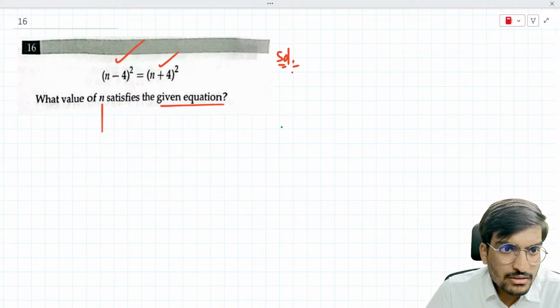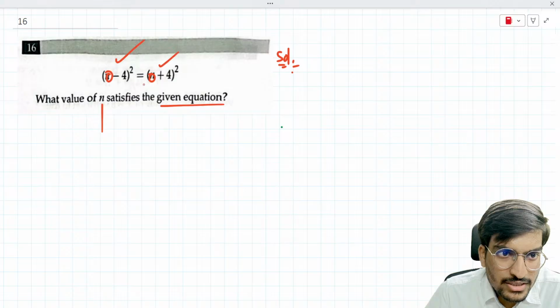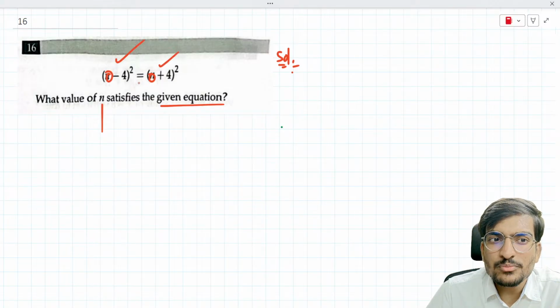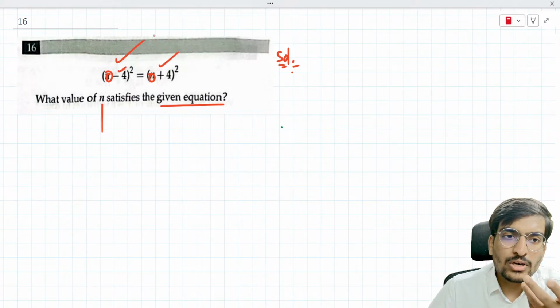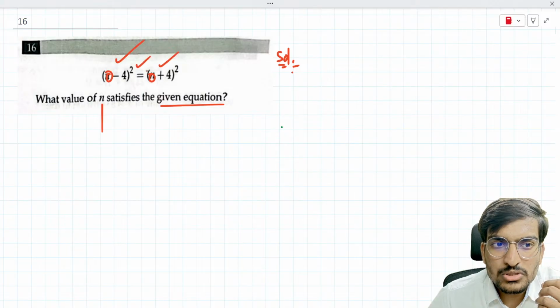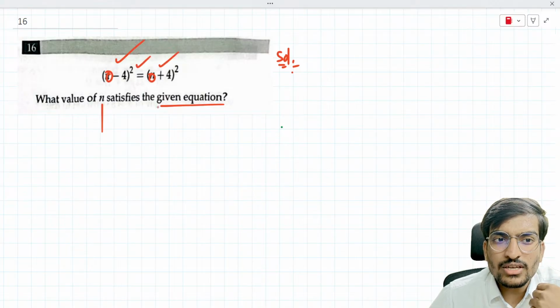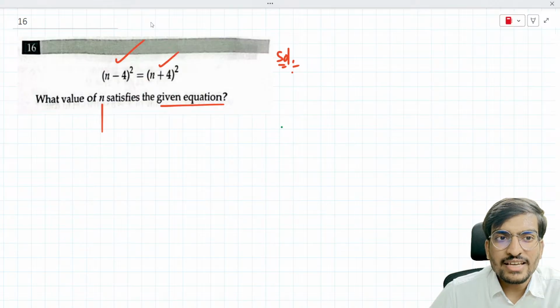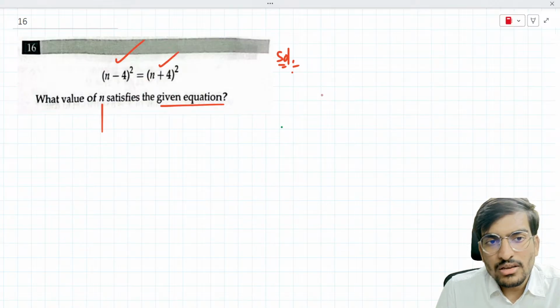If the value of n is 0, we end up with 16 obviously on both sides. Negative 4 whole square, or whatever it is, you end up with a whole square. If this value is 0, then definitely we end up with 16 equal to 16. So the n value is 0. We can say that directly. But let's go ahead and solve.